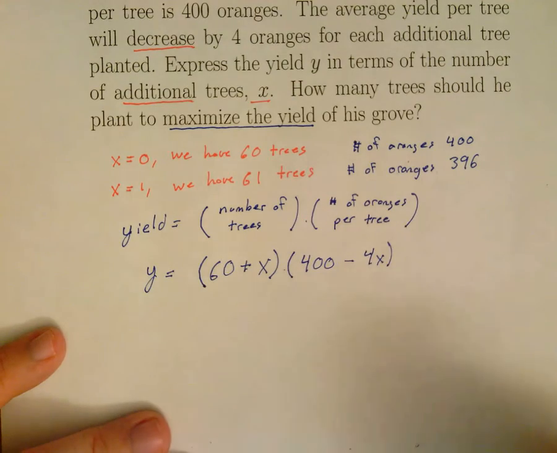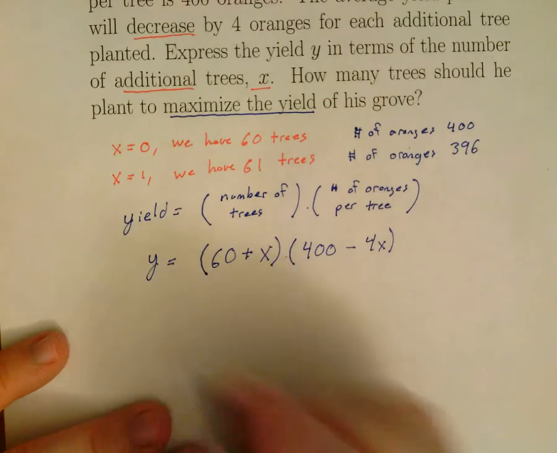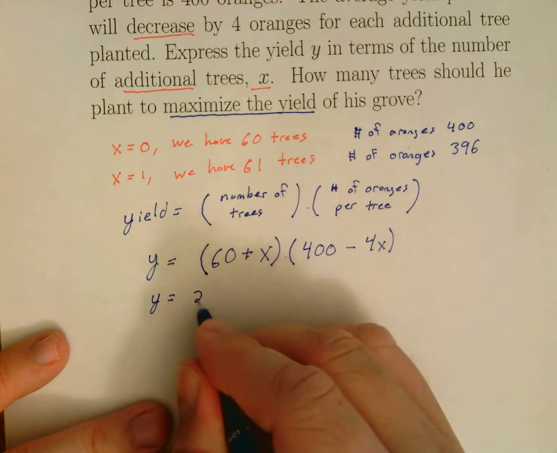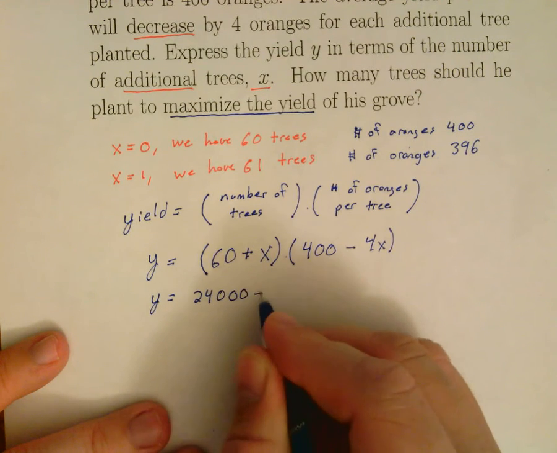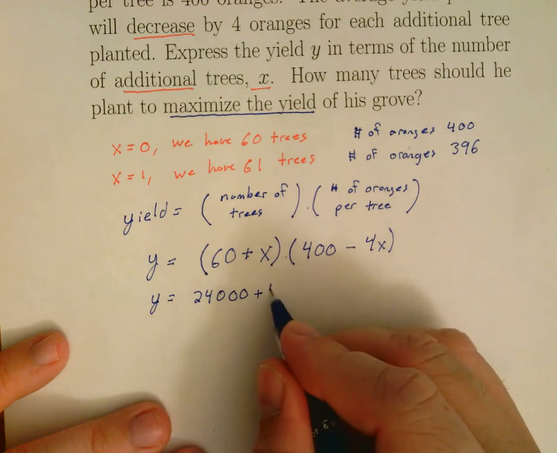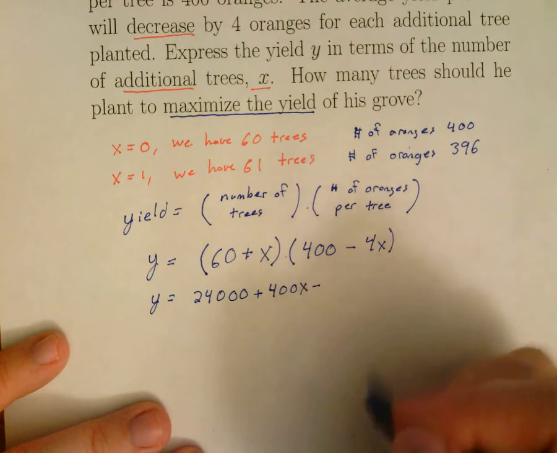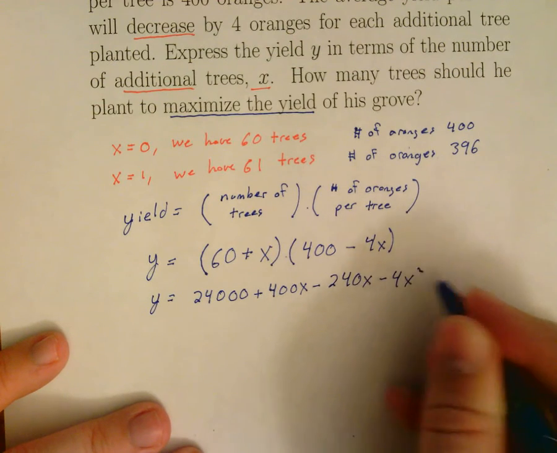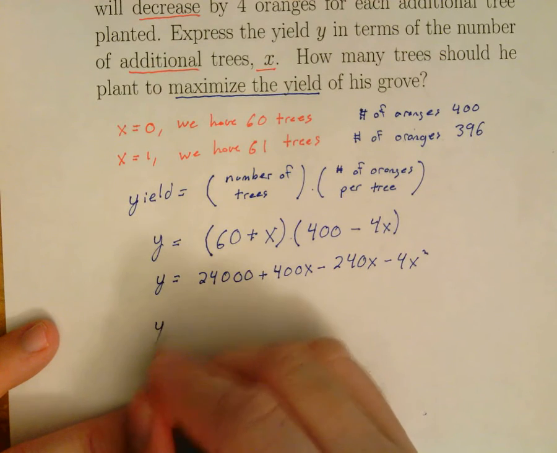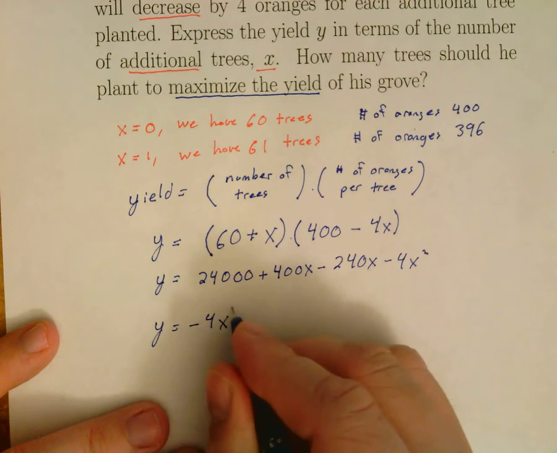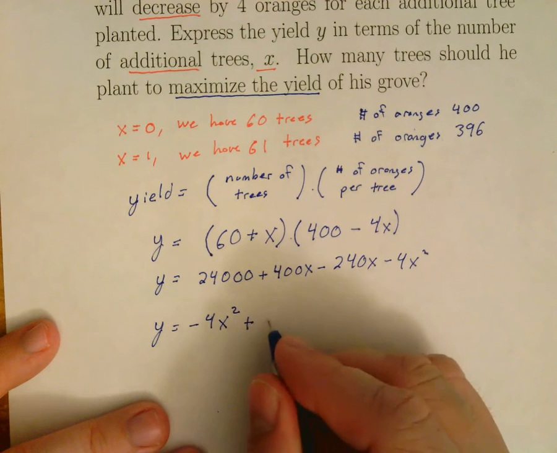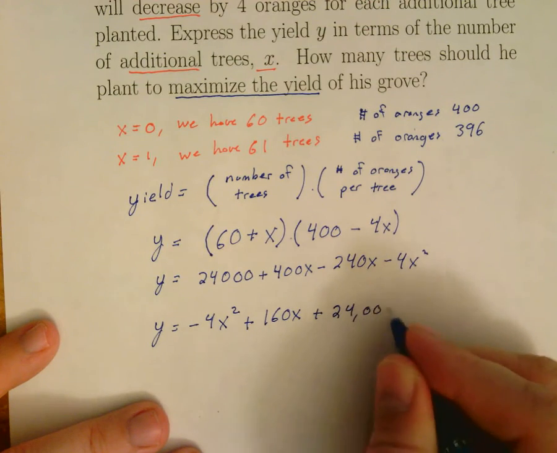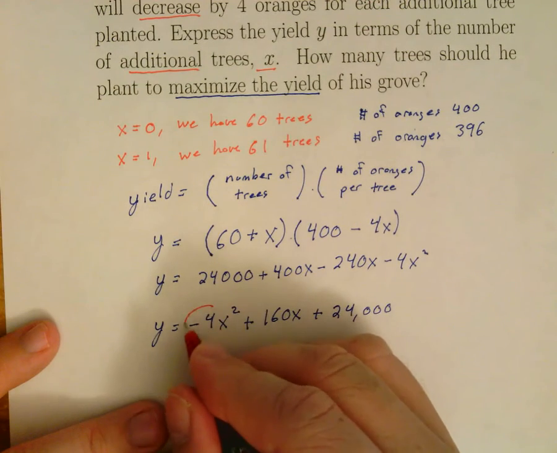Now what you'll see here is that this is a nice little polynomial. If I multiply this out, I'm going to get y is equal to, if I take 60 times 400, I get 24,000, plus 400x, minus, and then the other term, 240x minus 4x squared. Let me clean this up just a little bit. This is going to be y is equal to negative 4x squared plus 160x plus 24,000.